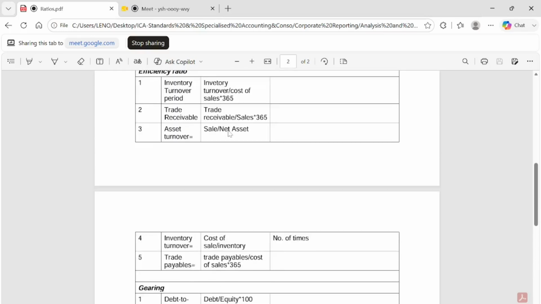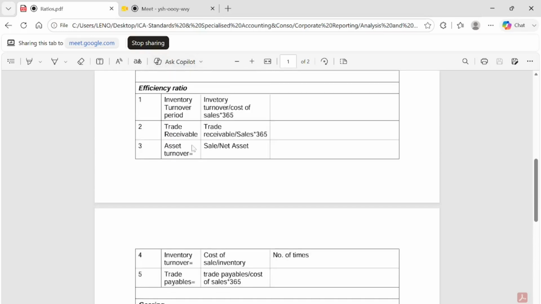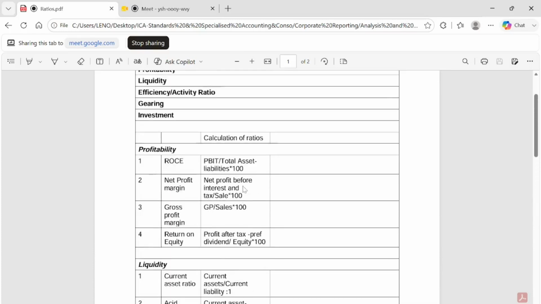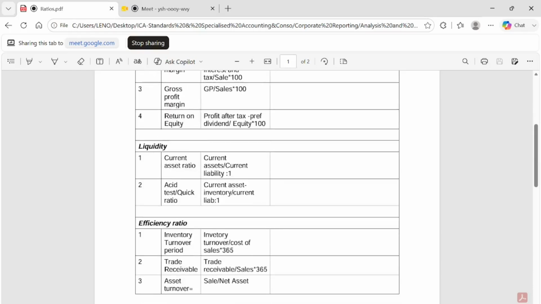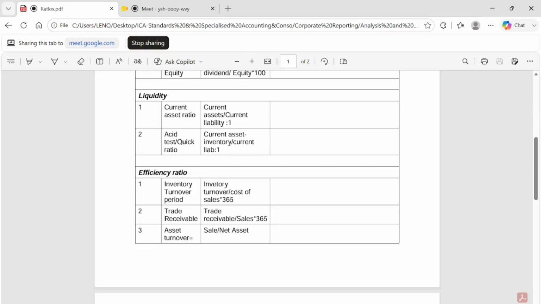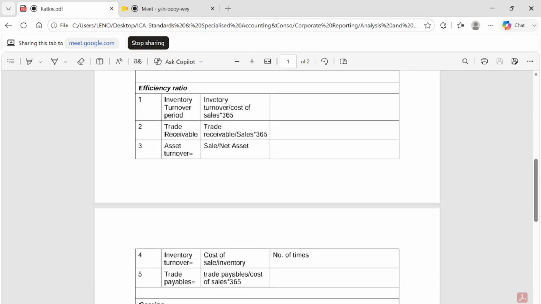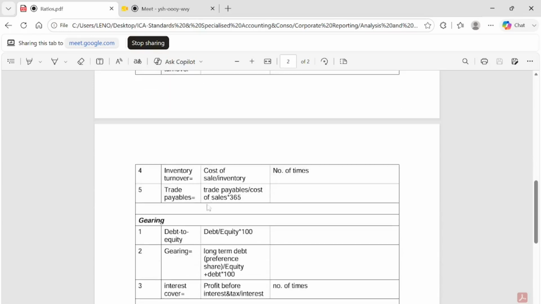So that is it. You take note of the efficiency ratio. You should be very mindful of the efficiency ratio. Because when you look at the trend, usually they will give you ROCE, net profit margin, and current ratio. You should take note of that. And for the efficiency ratio, they also bring trade payables, and in most cases, receivables. So we take note of that. Okay, so we are done with our trade payables.